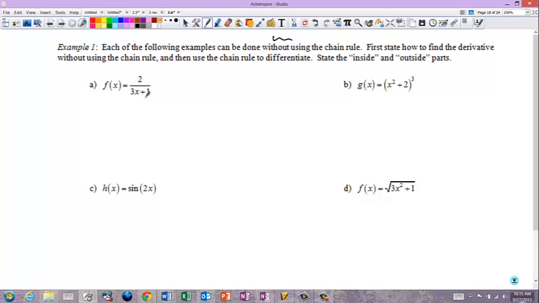Well, this one is a quotient rule. You would do low d high minus high d low over the square of what's below. Or, you could save yourself some time and rewrite this as 2 times 3x plus 1 to the negative 1. Now, here's the chain rule.